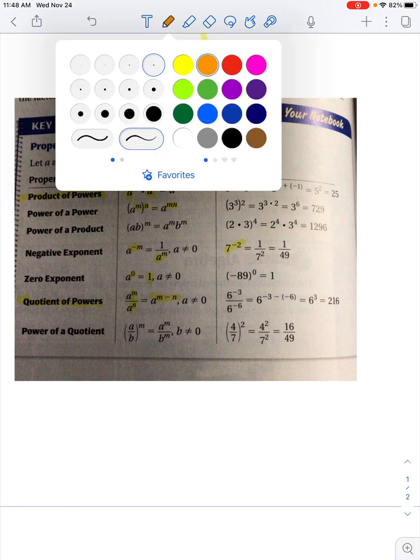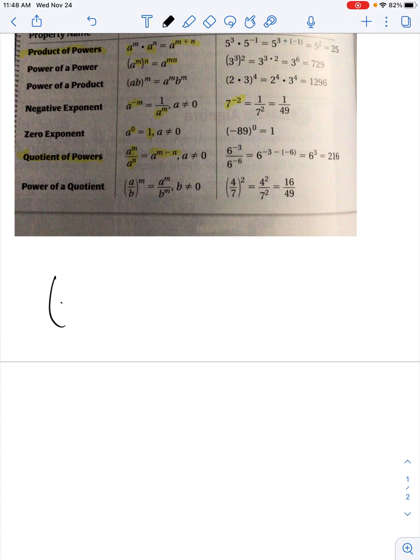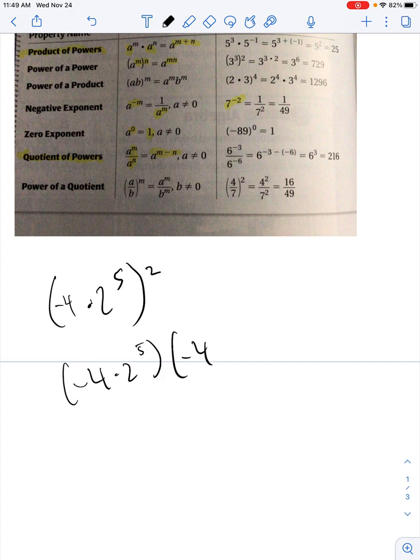A few examples here before we talk about scientific notation. I'm looking at, let's say, negative 4 times 2 to the 5th, squared. So really what this is saying is negative 4 times 2 to the 5th times negative 4 times 2 to the 5th. I could also take this exponent and apply it to both terms. So this is like saying negative 4 squared times 2 to the 5th squared.